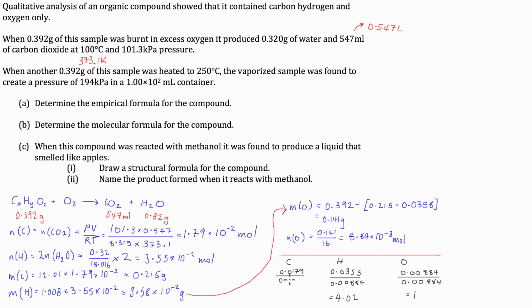Then again, carbon divided by 0.00884, and that gives us 2.02. Okay, now these are never usually going to be exactly right, but as you can see with these ones, that's basically 2, that's basically 4, and that's 1. So from this we can then write, therefore, the empirical formula is equal to C2H4O.